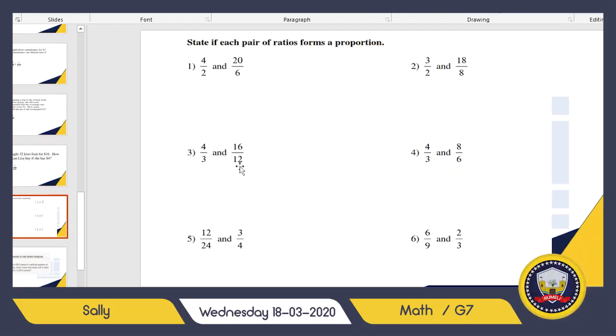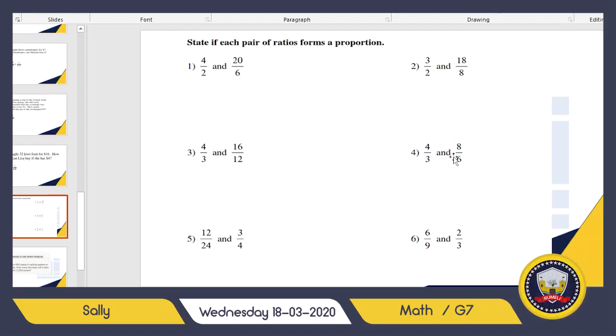Again, 4 times 12 equals 48. 16 times 3 equals 48. So 48 equals 48. So these two ratios are proportion. Let's take number 4. 4 times 6 equals 24. 3 times 8 equals 24. So both ratios give me the same answer, which is 24.